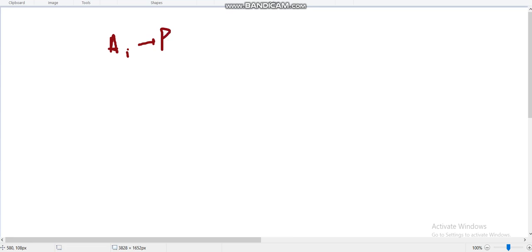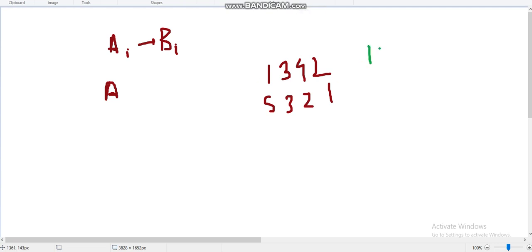Now the solution is quite straightforward. We'll just sort the values of A and accordingly change the values of B. What am I talking about? Let's consider the array A as 1 3 4 2 and array B as 5 3 2 1. If we sort all the values of A, it will become 1 2 3 4. Now we map from A_i to B_i here. So 1 is mapped to 5, 3 is mapped to 3, 4 is mapped to 2, 2 is mapped to 1. Similarly we'll change the values of B here.